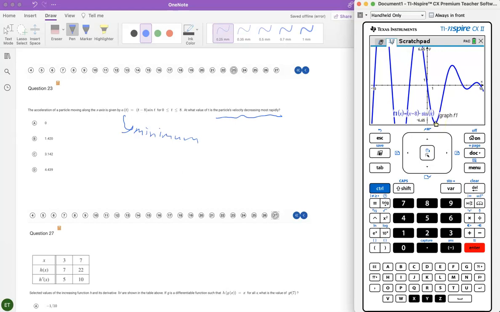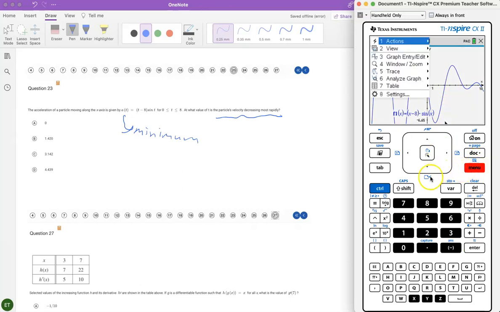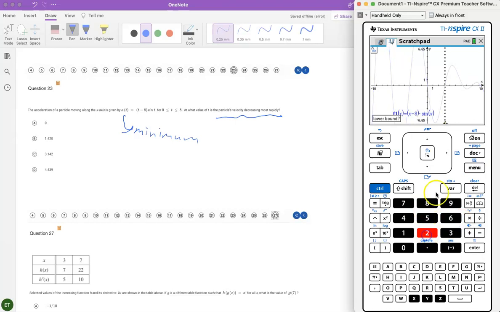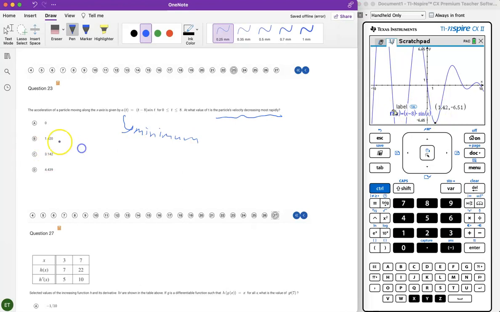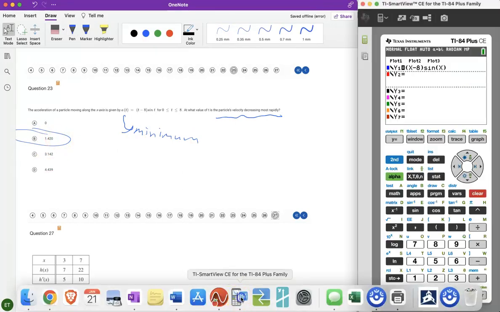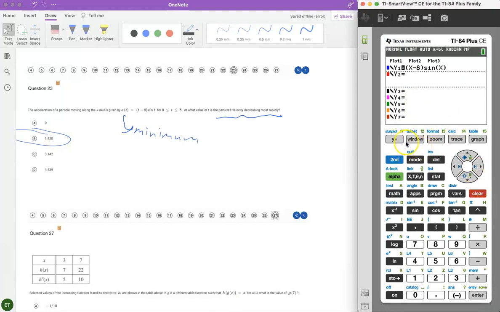So I could already guess it's going to be B because it's between 1 and 2. But if you really want to find it, I could do menu, analyze graph, find the minimum, click to the left, click to the right, yeah, 1.42, so I got my answer. Similar process on the 84 if that's what you're working with. Oh, I already got it in there.